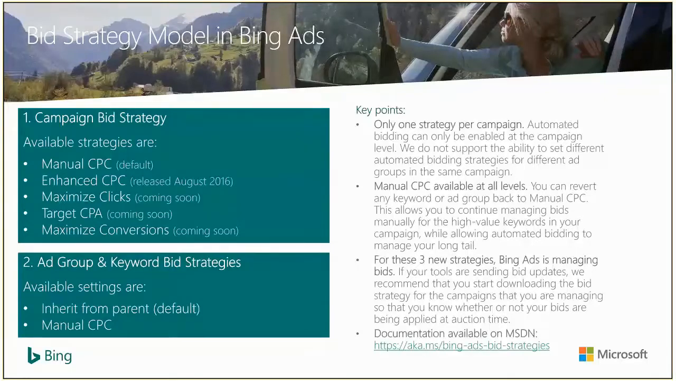For example, if you have keywords that are driving a lot of traffic and you want to continue to manage them manually, you can turn on automated bidding for the campaign, but set those keywords to manual CPC and allow automated bidding to manage your long tail for you and save time.